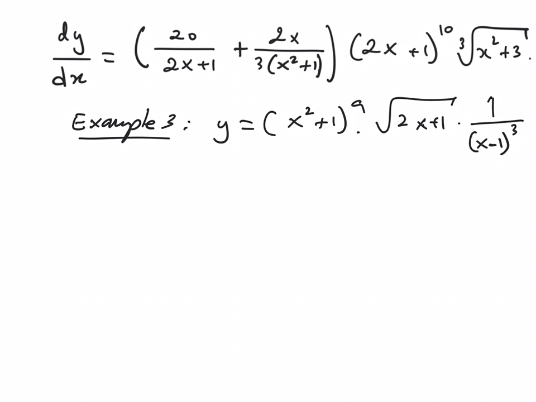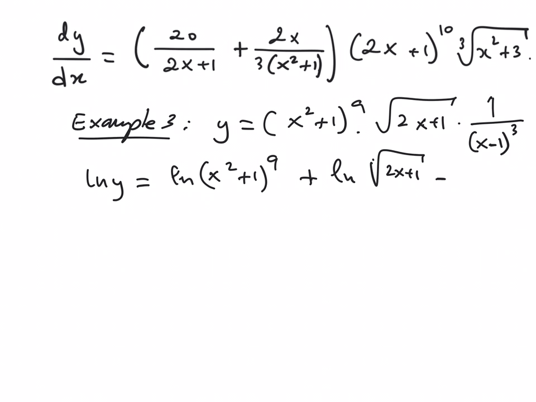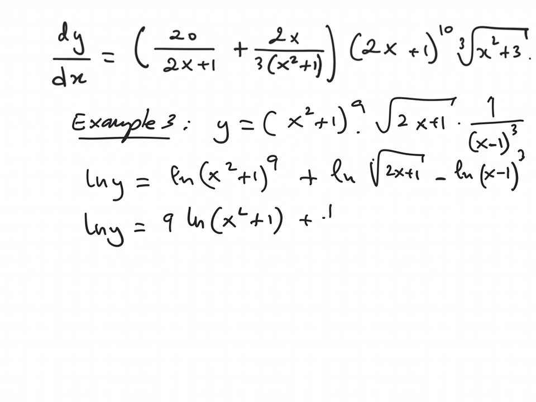So we start by taking the log of both sides. So ln y is equal to ln (x² + 1)^9 plus ln of the square root of 2x + 1 minus ln (x − 1)^3. Now we use the power rule of the logarithm to rewrite the above as ln y equal to 9 ln(x² + 1), the square root is power half, so it's half ln(2x + 1), minus 3 ln(x − 1).